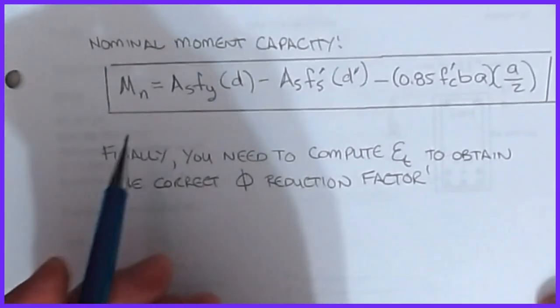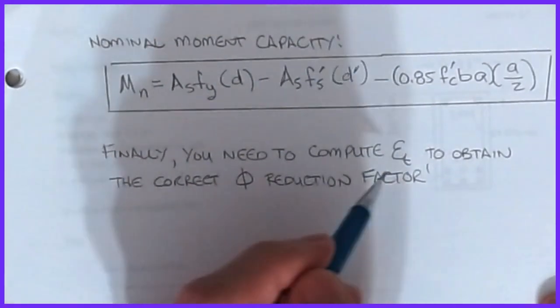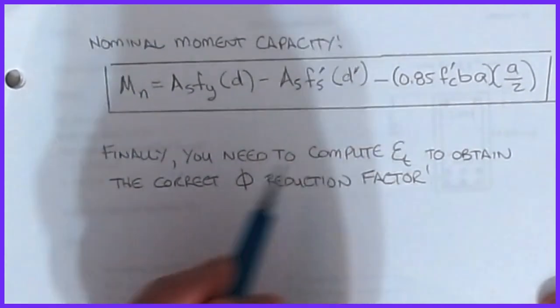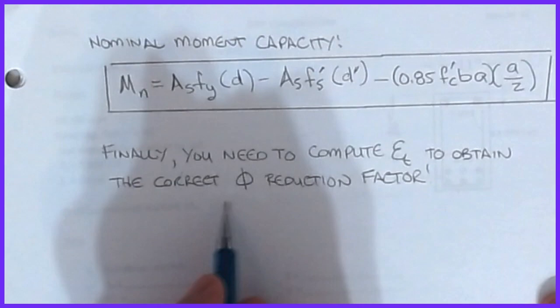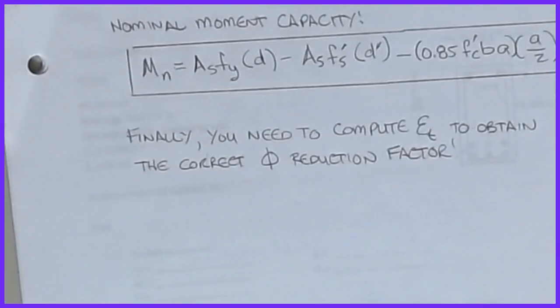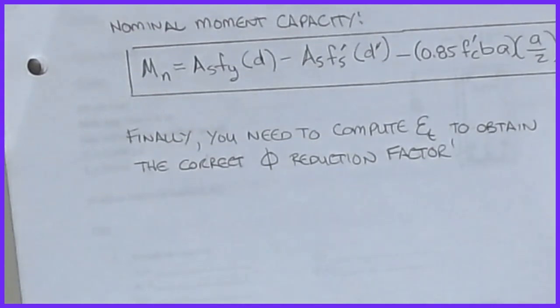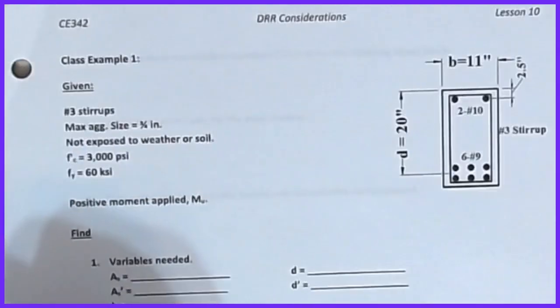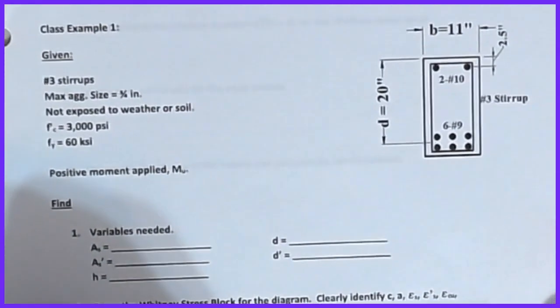Finally, once you've got all of this, you do need to compute the tensile strain, the epsilon t value, in order to get your phi factor, but you do that anyway whenever we go through. But that's our basic approach. So anyway, I hope that makes sense. And with that, we'll show you the walkthrough that we typically do. So maybe you have a problem that looks something like the following.